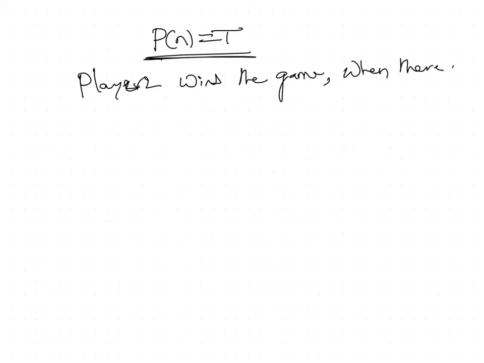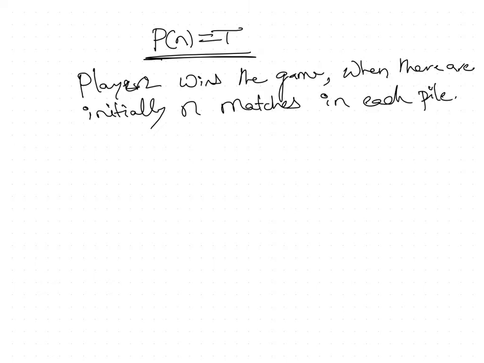When P of n becomes true, what does it mean? Player 2 wins the game when there are initially n matches in each pile, right? Hence proved. Thank you.